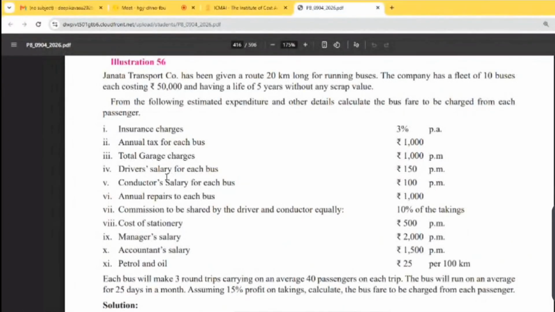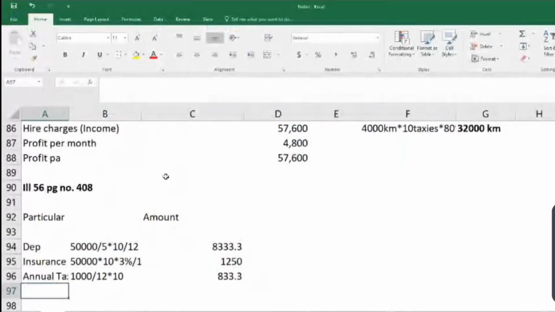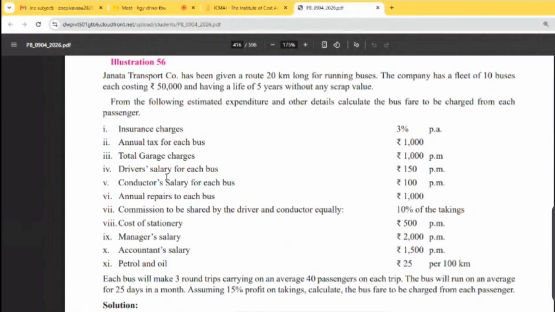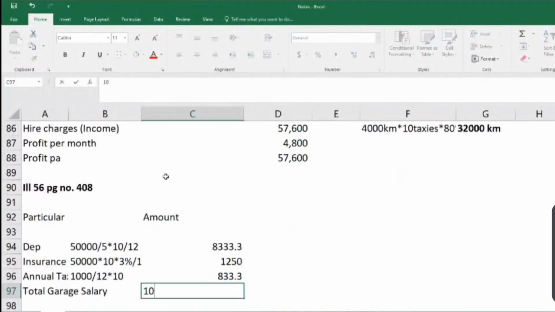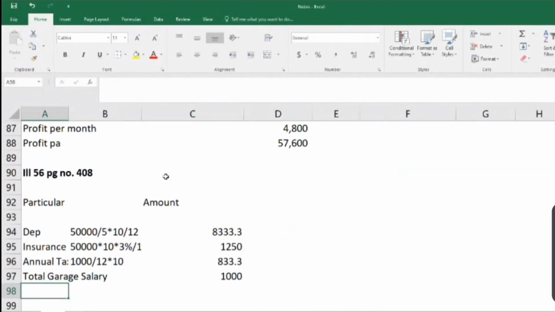Then what else is there? Total garage salary charges. Garage salary, no? So total garage salary charges, okay, 1,000 per month.